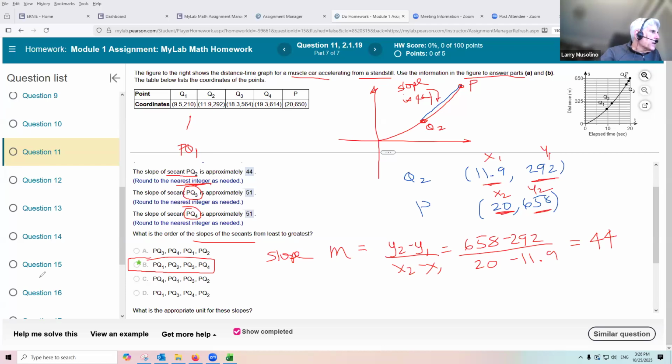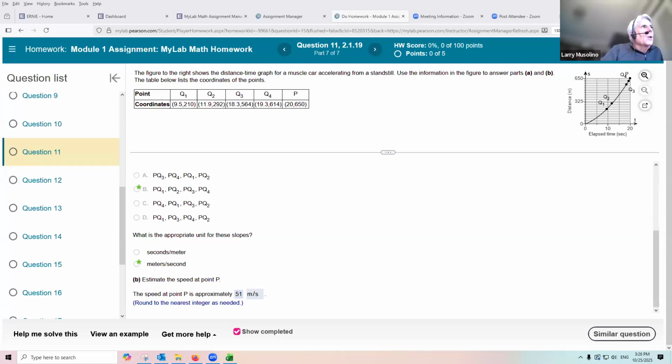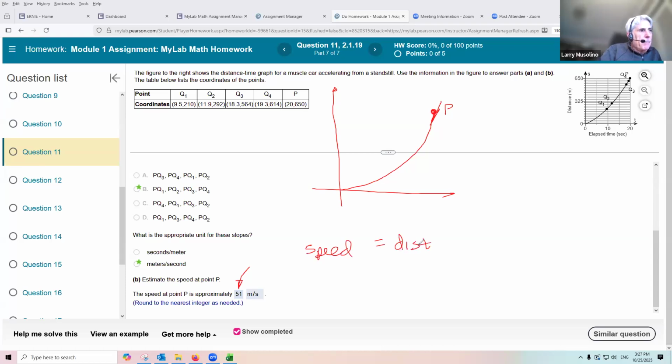All right, then let me go down to the last question here. It says, estimate the speed at point P. Well, if you notice from this diagram, the speed at point P is really, you could think of it as the slope of a tangent line at point P. And I can see that point P is very close to points Q3 and Q4. And so it would be reasonable to use the same slope for Q3 and Q4 as I do for the speed at point P. So speed is distance over time. And so really I can think of this as a slope calculation. And really what we're doing here is we're finding the instantaneous velocity, the instantaneous speed at point P.